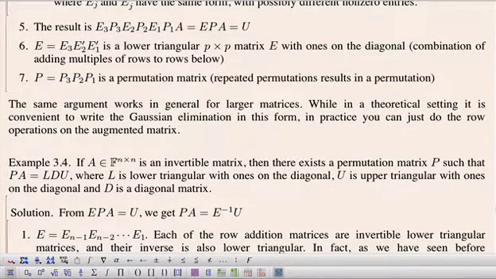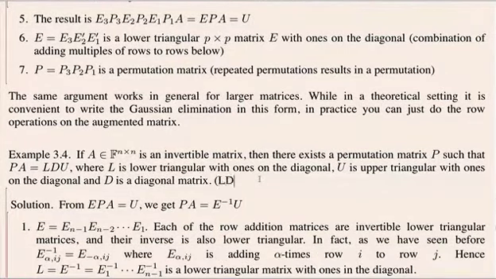Here is the theorem. If A is an n by n matrix and it's invertible, then there exists a permutation matrix P such that PA equals LDU, where L is lower triangular with ones on the diagonal, U is upper triangular with ones on the diagonal, and D is a diagonal matrix. This is also called an LDU decomposition.